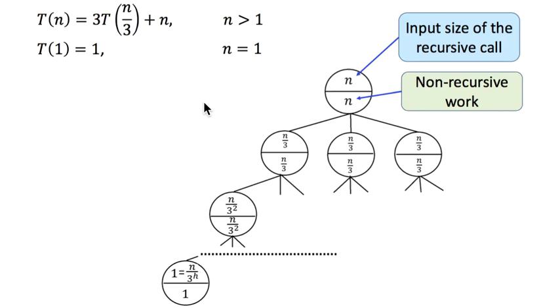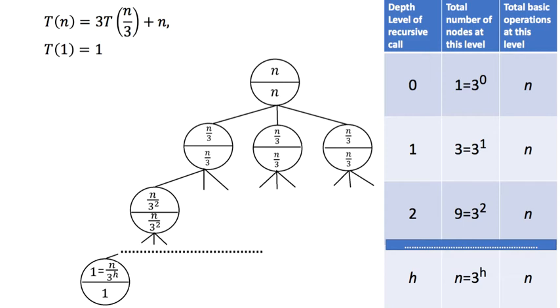Now, how do we analyze this recursion tree? We analyze it using the depth level of recursive calls. Notice that the root of this tree is at depth level 0. The nodes at the next level are at depth level 1. We use the same definition for depth level here as we used for depth of a node in a tree. The depth of a node in the tree is equal to the number of edges from the root to that node.